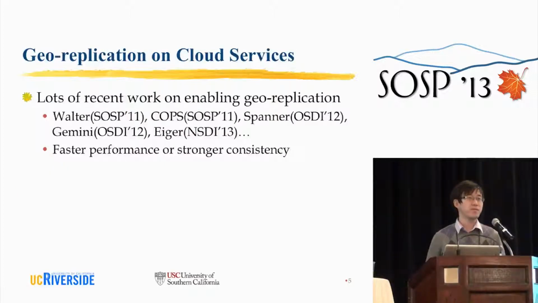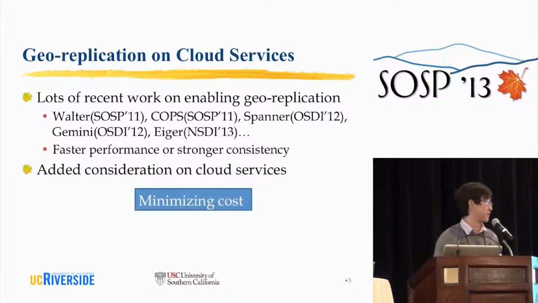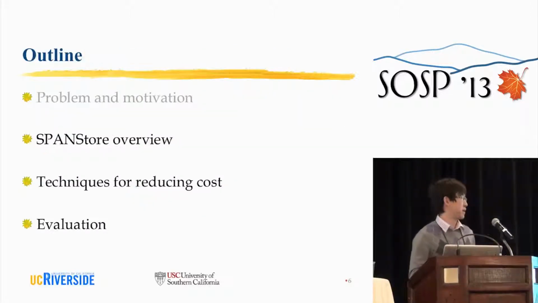The problem of enabling geo-replication is certainly not a new problem. There has been a lot of recent work focusing on either achieving faster performance or stronger consistency. But when the application is built on the cloud, in addition to these two goals, there is another important consideration, which is minimizing the cost. Driven by this motivation, we designed SPANStore.